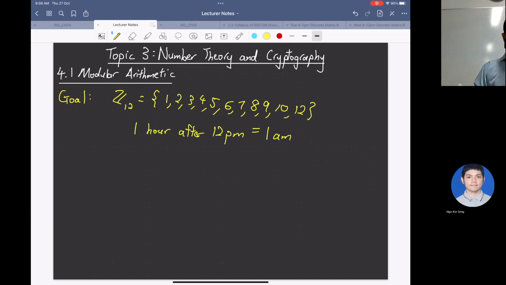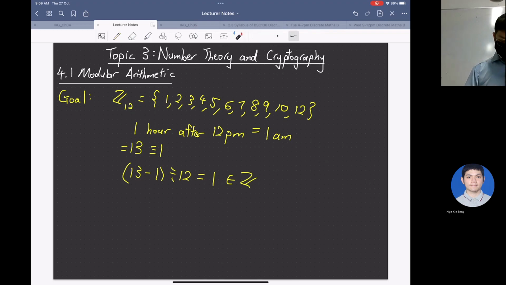But the way we're looking at it in this class, we'll be using divisibility. So what does that mean? For example, this is actually 13, so why is 13 equal to 1 in this case? Because if you take 13 minus 1 and divide by 12, you get 1. In other words, this is an integer. So the difference is divisible by 12. But we will go deep into it now.